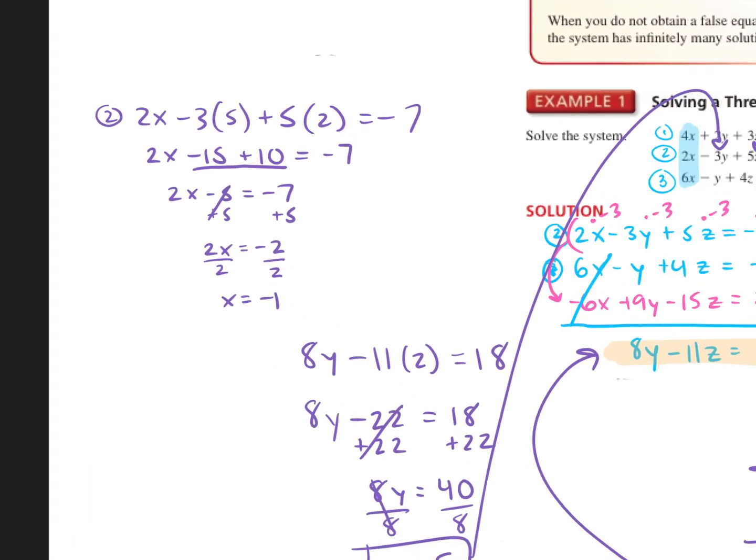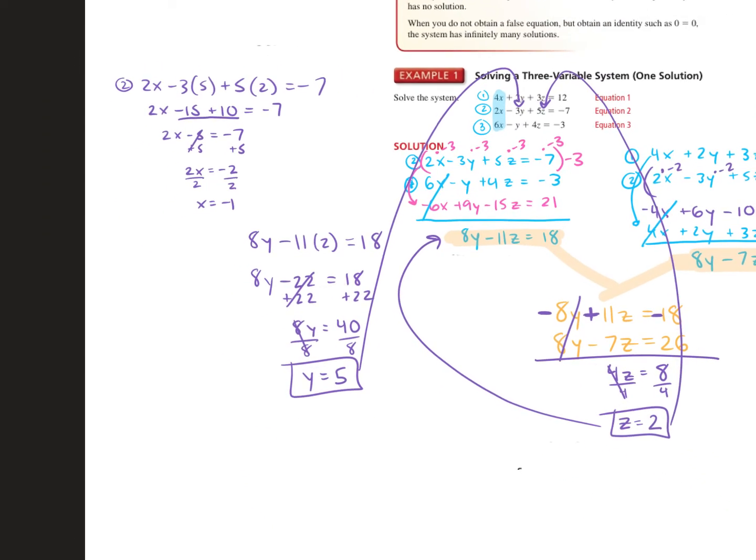Negative 1. And then the very, very last step is we just have to write our answer. So it's always x, then y, then z. So x is negative 1, y is 5, and z is 2. So this would be our answer.